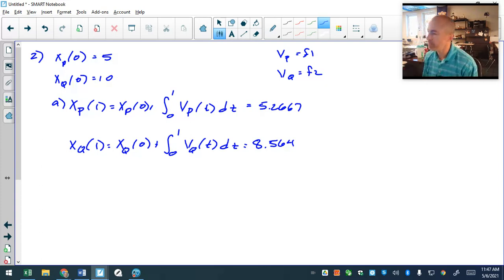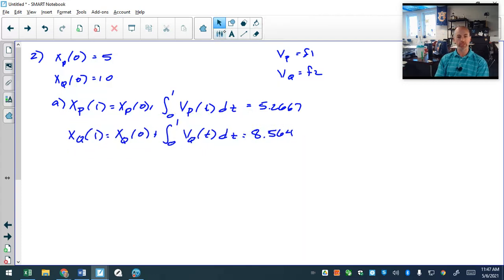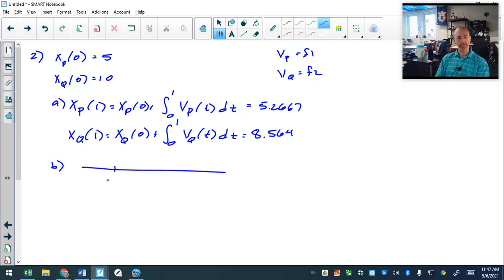Are particles P and Q moving towards each other or away from each other at time 1? Okay, so are they moving towards each other or away from each other? Right now, we know where they are in relation to each other. So my game plan is to find out now which direction they're traveling. Right now, we know that particle P is at 5.267. We know that particle Q is at a position of 8.564, and this is when t is equal to 1.